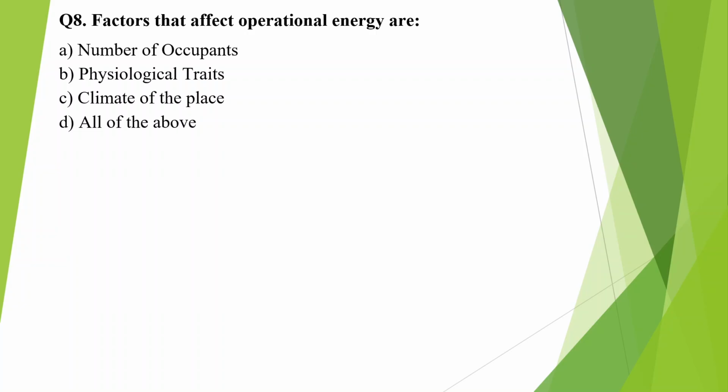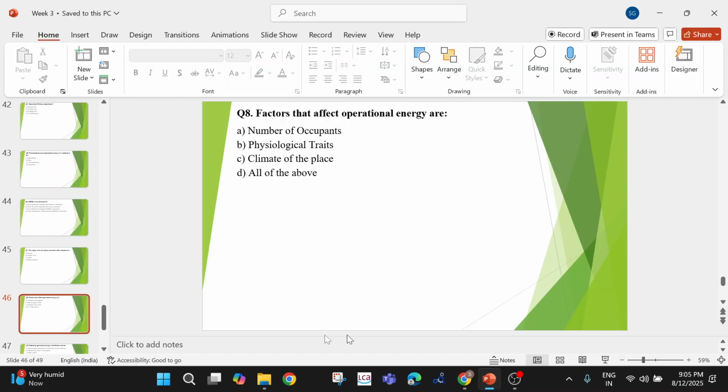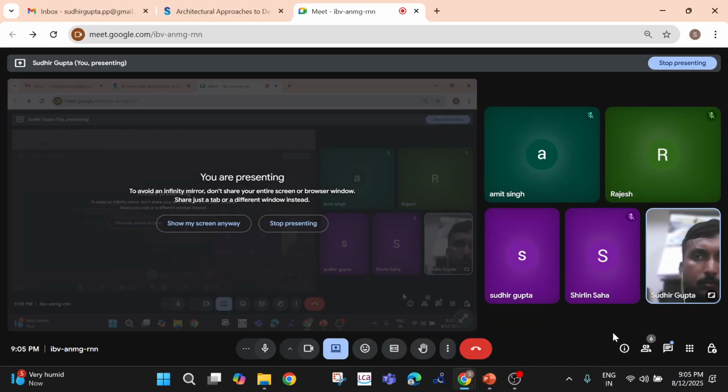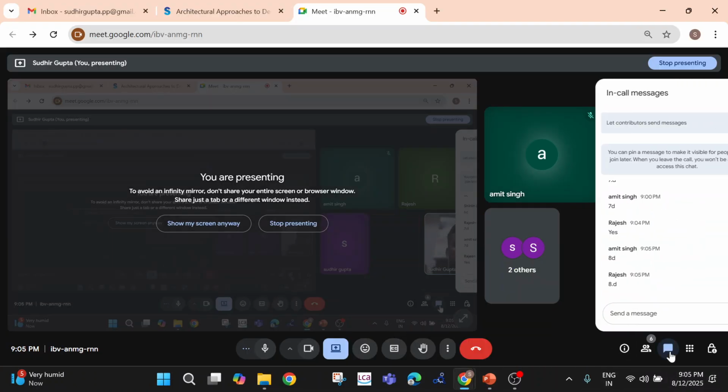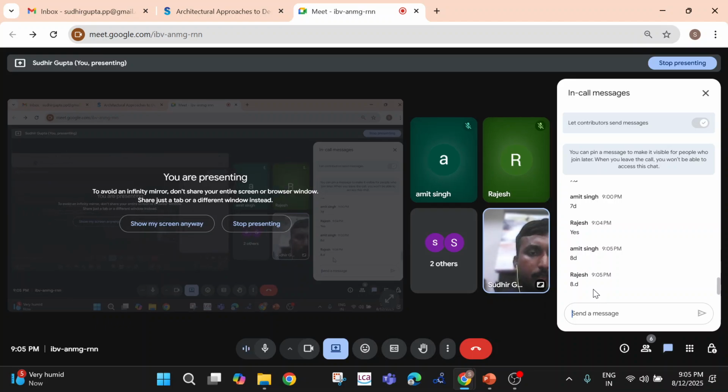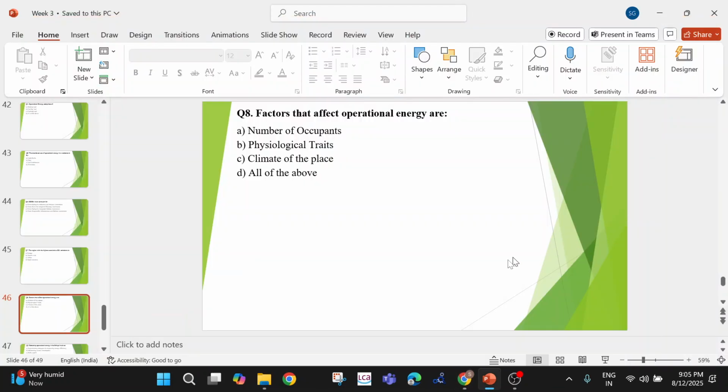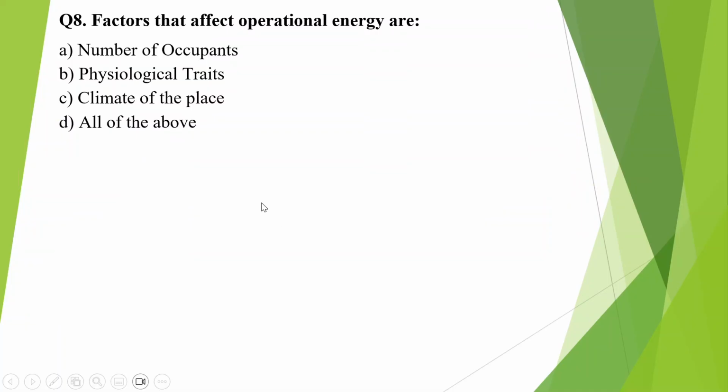Let's see how many of you have answered it correctly. Yeah. So this time you have gone for option D, both of you. And D is the correct answer for this question, all of the above.